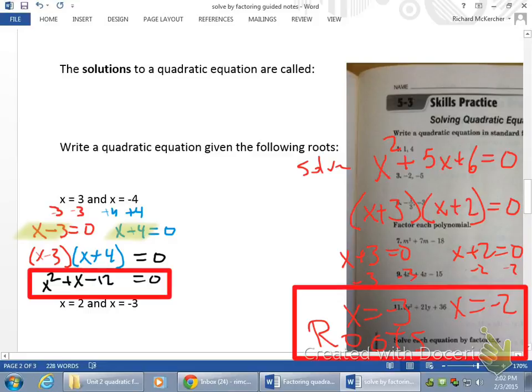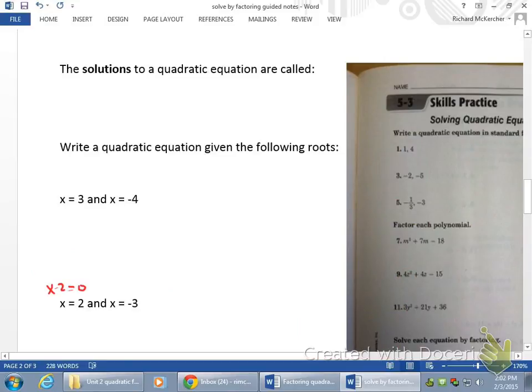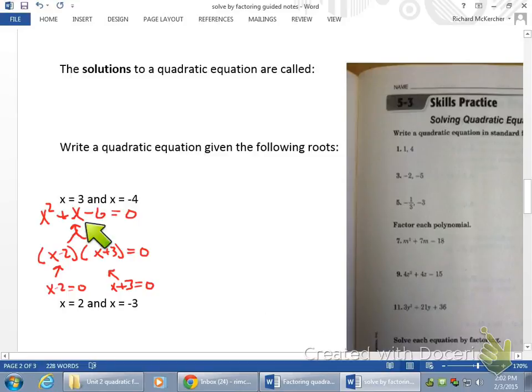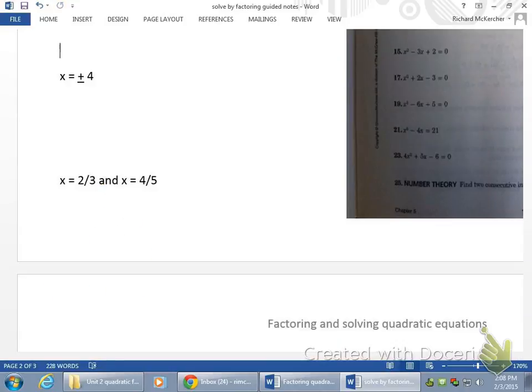I'm going to do another example. So where did x equals 2 and x equals negative 3 come from? It came from here. So I made those two mini equations equal 0. I set those two mini equations to multiply by each other, and then I just FOIL them out. And that's the equation that they must have come from. Alright, take a minute to look over that. Two more to look at real quick.